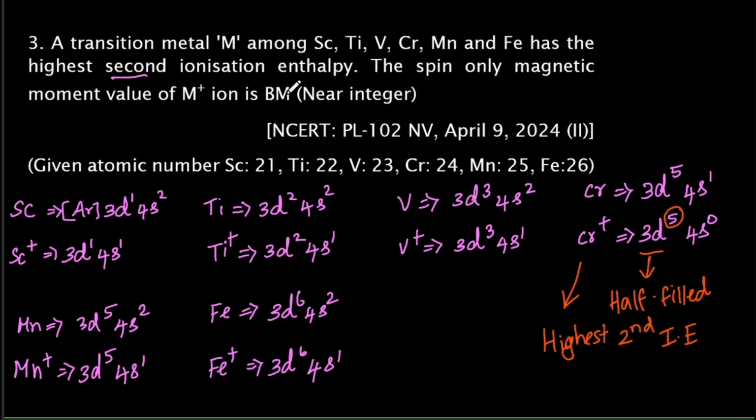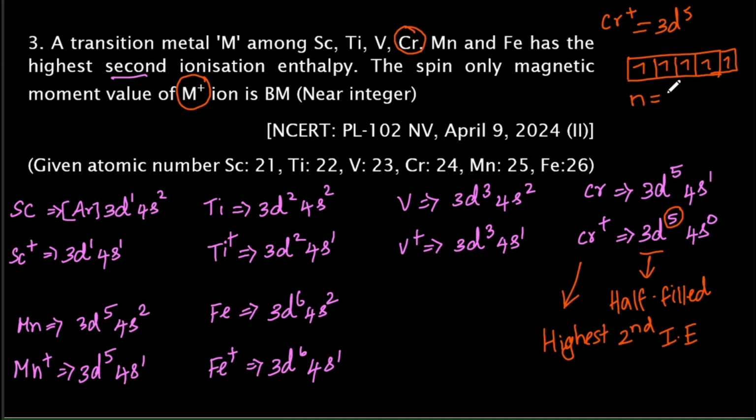So in this question, what they are asking is, the transition metal M among the given elements has the highest second ionization enthalpy. So chromium is having the highest second ionization enthalpy. The spin-only magnetic moment value of M+ ion. So now you have to find the spin-only magnetic moment value of M+, that means Cr+. For that, you have to know the number of electrons. We have already written the electronic configuration. So the electronic configuration is 3d5, and you have to know the number of unpaired electrons. From the configuration, we can clearly see that the number of unpaired electrons n is equal to 5.